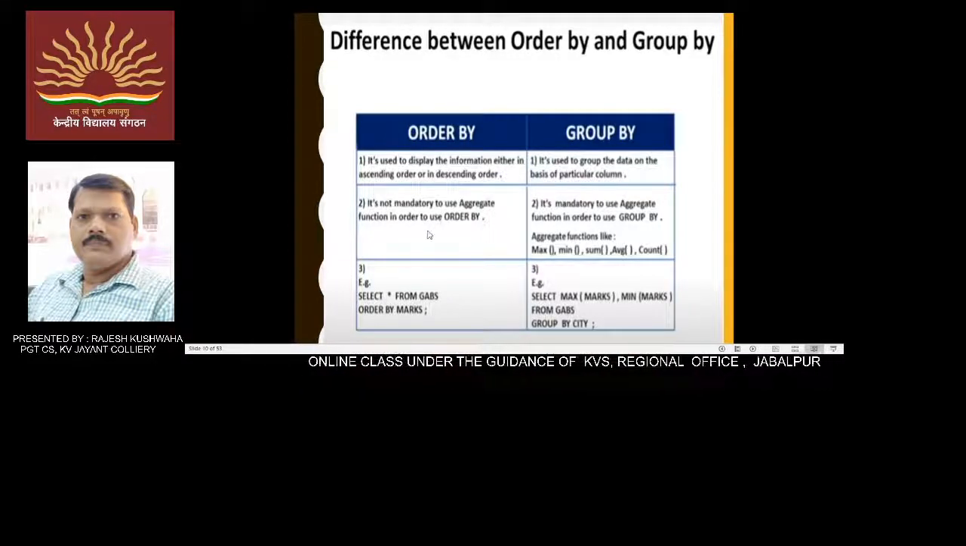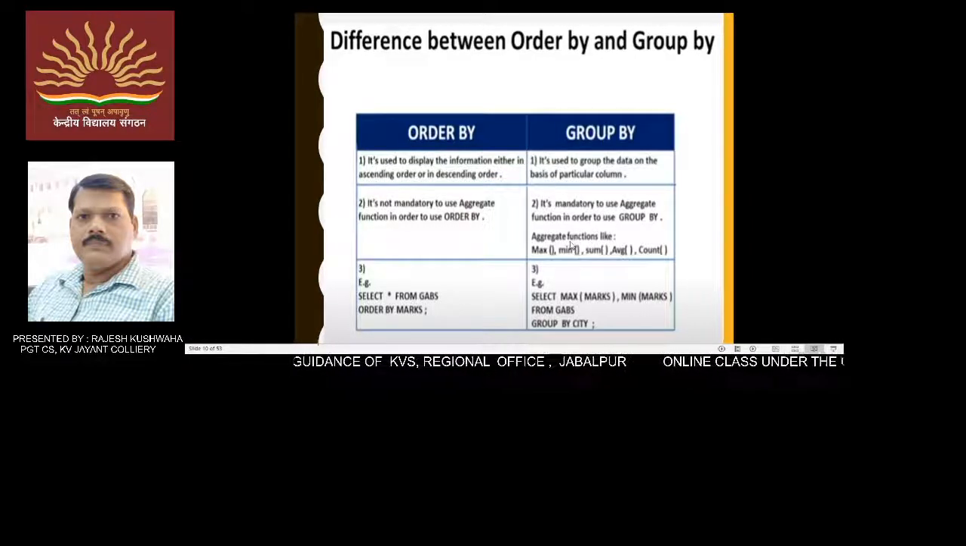Then, it is not mandatory to use an aggregate function with order by. Whenever you use the order by clause in a MySQL query, it is not compulsory to use any aggregate functions like sum, maximum, minimum, average, count. But while using the group by command in the query, it is compulsory. It is very important to use max, min, sum, average, count, any of these functions with the group by clause. So this is the major difference.